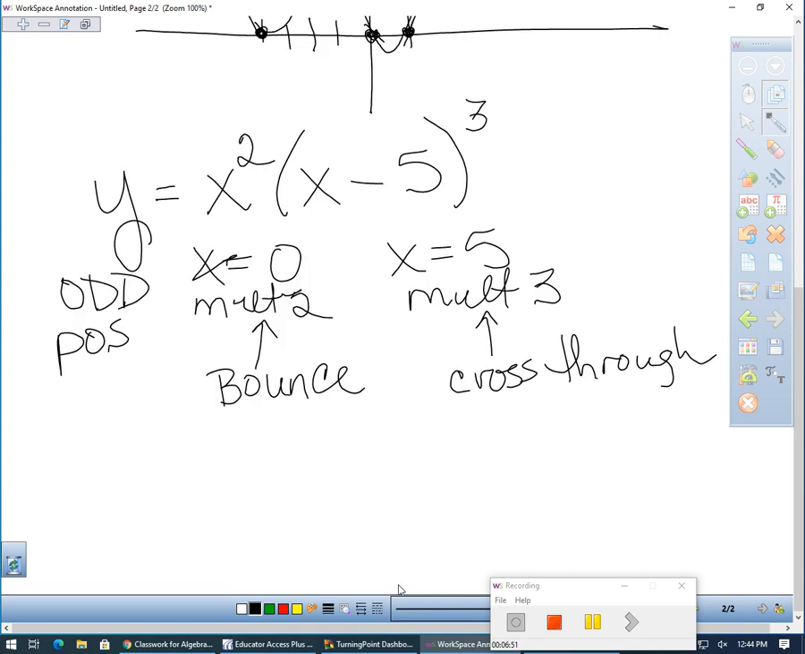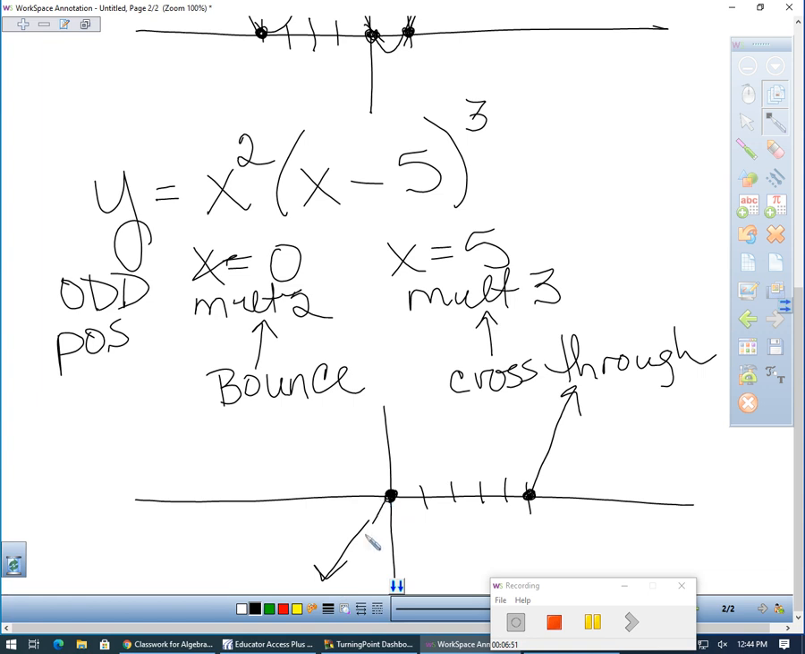All right, let's check it out. So I'm going to graph this. We know we have 0. It's going to bounce off of there. We know it's going to cross through at 5. 1, 2, 3, 4, 5. It's crossing through here. It is odd, so I know that this one's got to go that direction. And I know this one's got to go that direction. I know it's going to bounce off. I know this is crossing through.